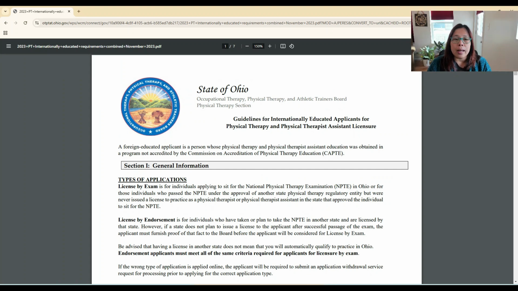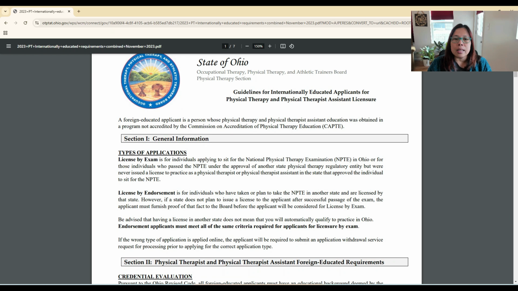Okay, so this is the State of Ohio Occupational Therapy, Physical Therapy, and Athletic Trainers Board, Physical Therapy section. This is the guidelines for internationally educated applicants for physical therapy and physical therapist assistant licensure. Okay, so it says here, a foreign educated applicant is a person whose physical therapy or PTA education was obtained in a program not accredited by the Commission on Accreditation of Physical Therapy Education, or CAPTE.